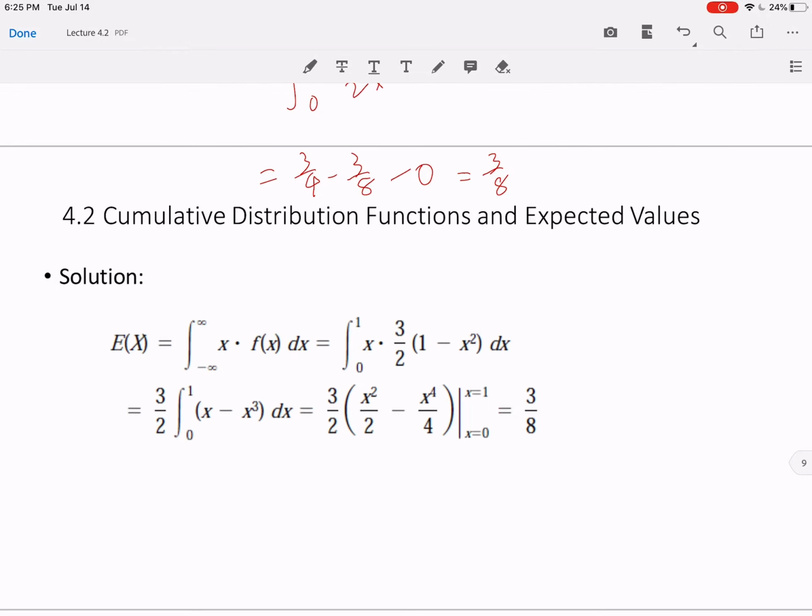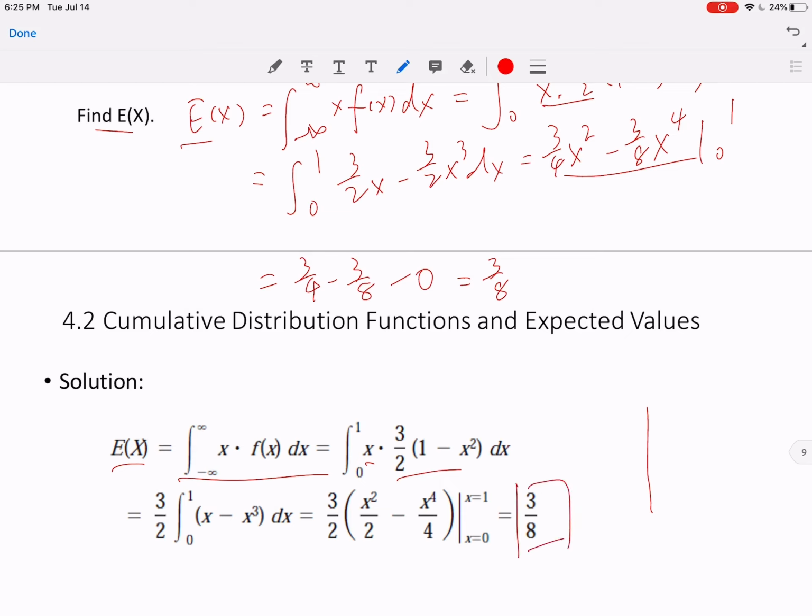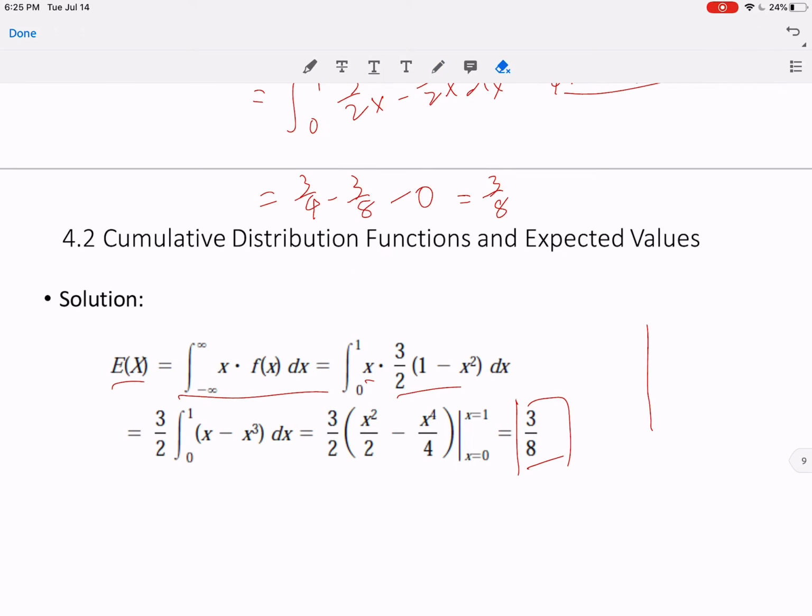Okay, so actually this is a solution here, which is exactly the same thing as what we did up here. Now let's take a look at it quickly, just to read it over. E of x in general would be equal to the integral from negative infinity to positive infinity of x times f of x. And since the specific interval here is from 0 to 1, that would be x times f of x. And then we do the calculation and got the same answer, 3/8.